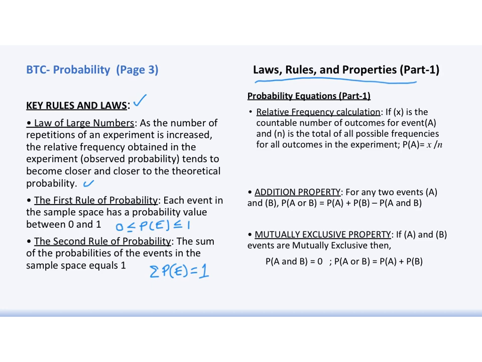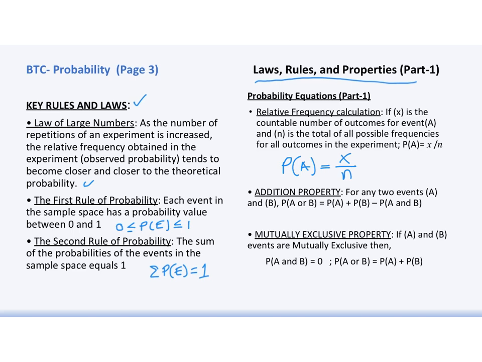Now we're going to look at some probability equations. The relative frequency calculation. If x is a countable number of outcomes for event A, and n is the total number of possible frequencies for all outcomes in the experiment, then the probability of A is equal to x, the number of outcomes in A, divided by the total number of outcomes n.